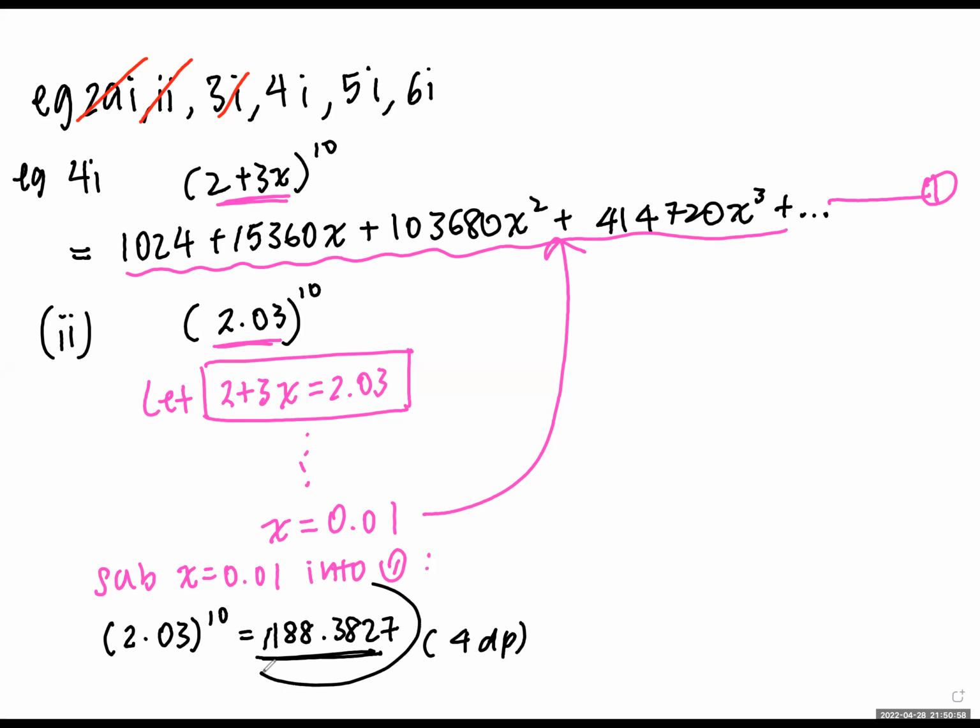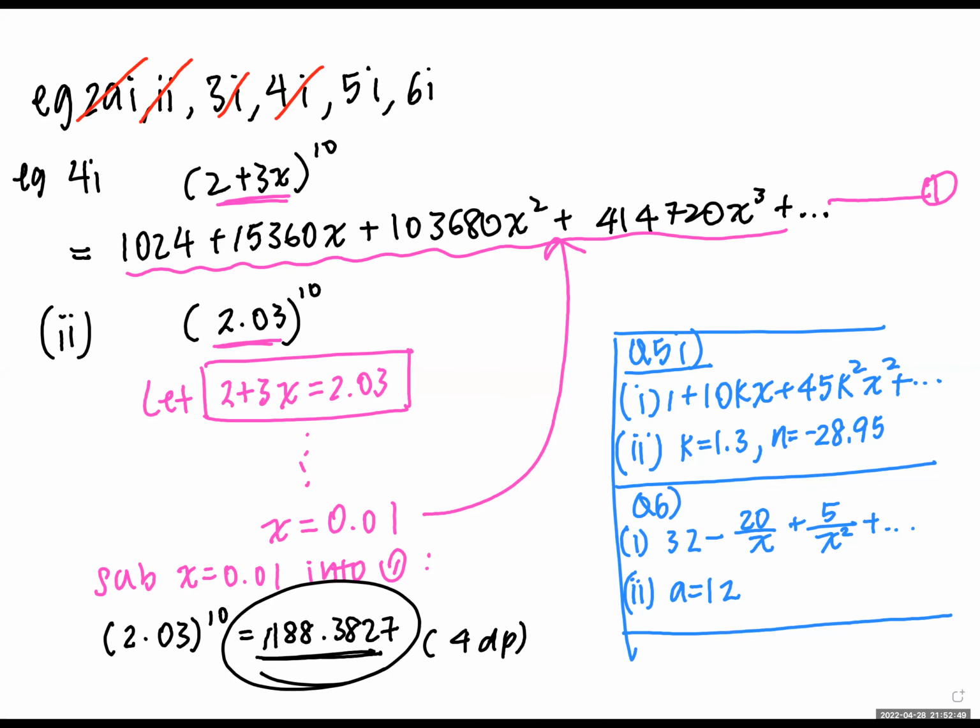All right, so do you get the same answer as me? All right, next up. So 4 is done. We have 5 and 6. So can you write down the answer for your question number 5 and 6? These are the answers for question number 5 and 6.